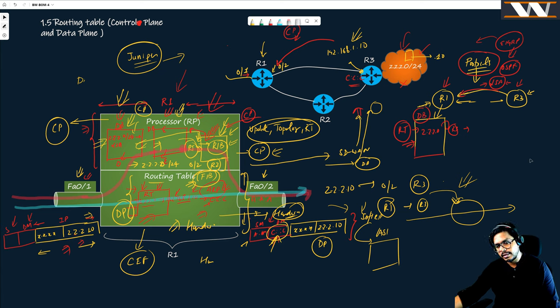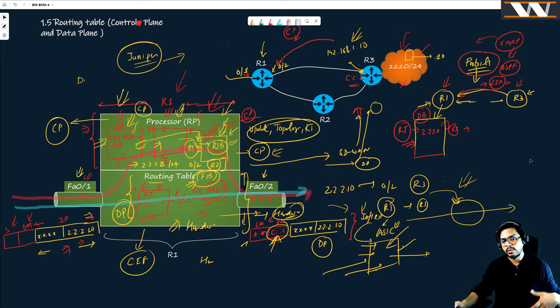ASICs, application specific integrated circuits, are pretty fast. And those are application specific, right? So I have made an ASIC, which is application specific, so that it switches packets as soon as possible. And I'm giving all the information in the hardware itself so that it can be switched. But as you can understand, software is slow compared to hardware. So that is the whole point of having this data plane completely implemented in hardware. And RIB is your software part. Software is always slower compared to hardware.